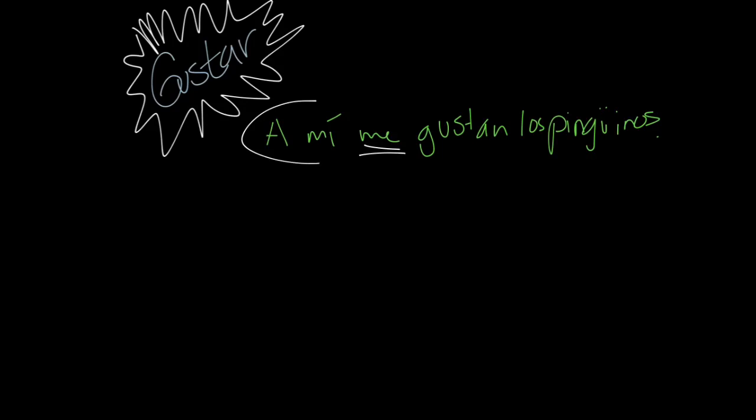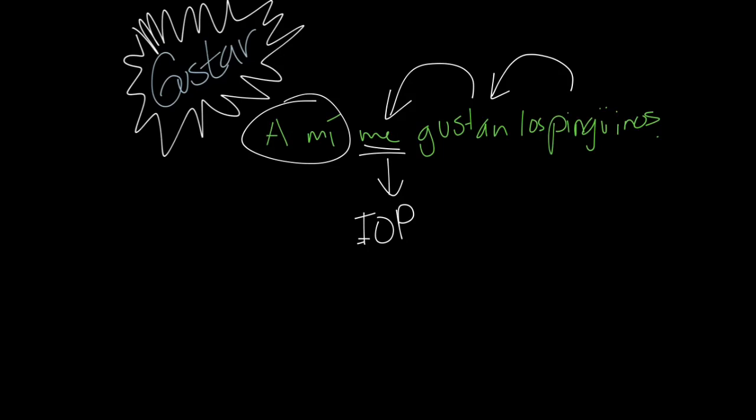Now these should seem familiar. Look familiar? I hope so. You've used these with gustar to say to whom something is pleasing. So me is the IOP in this sentence. A mí me gustan los pingüinos. The penguins are pleasing to me. Me, the IOP. A mí is like a clarifier of the indirect object. So backwards, the penguins are pleasing to me.